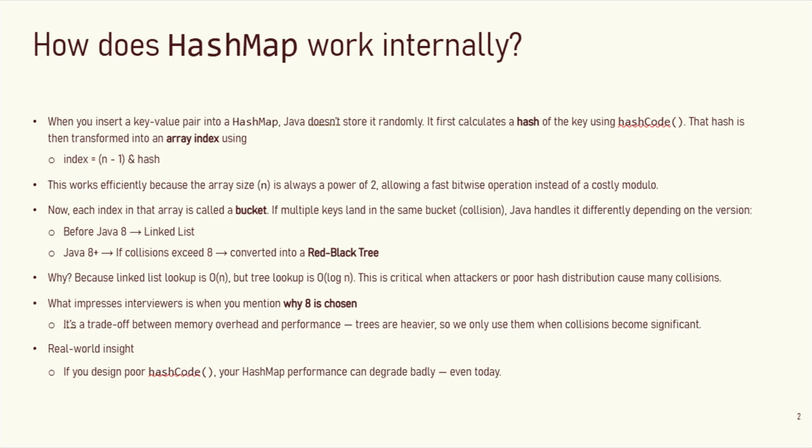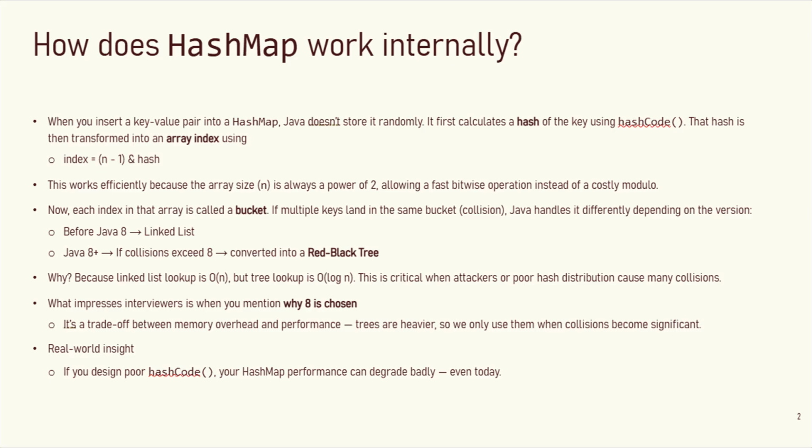When you insert a key-value pair into a HashMap, Java doesn't store it randomly. It first calculates a hash of the key using hashCode. That hash is then transformed into an array index using index = (n - 1) & hash. This works efficiently because the array size, n, is always a power of 2, allowing a fast bitwise operation instead of a costly modulo. Now, each index in that array is called a bucket.